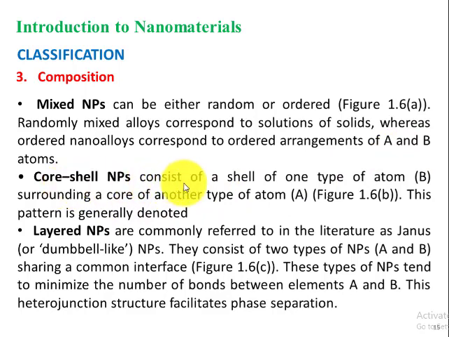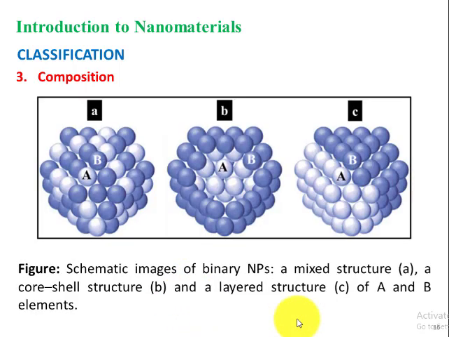Core shell nanoparticles consist of a shell of one type of atom B surrounding a core of another type of atoms A. It is also represented on the next page. Layered nanoparticles are commonly referred to in the literature as Janus nanoparticles. They consist of two types of nanoparticles, A and B, sharing a common interface. This is shown in figure 1.6c. These type of nanoparticles tend to minimize the number of bonds between elements A and B. This heterojunction structure facilitates phase separation.